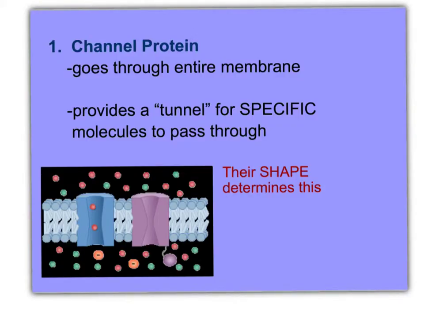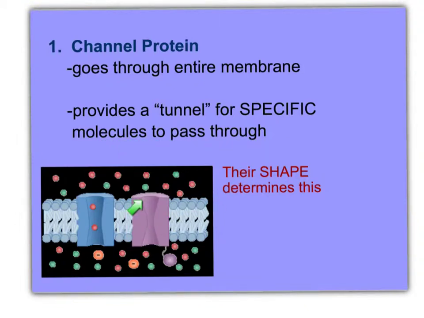Okay, 3 types of proteins. First type is the channel protein, and the channel protein goes through the entire membrane. And by that I mean, if you look down over here, this channel protein provides a tunnel for specific molecules to pass through.